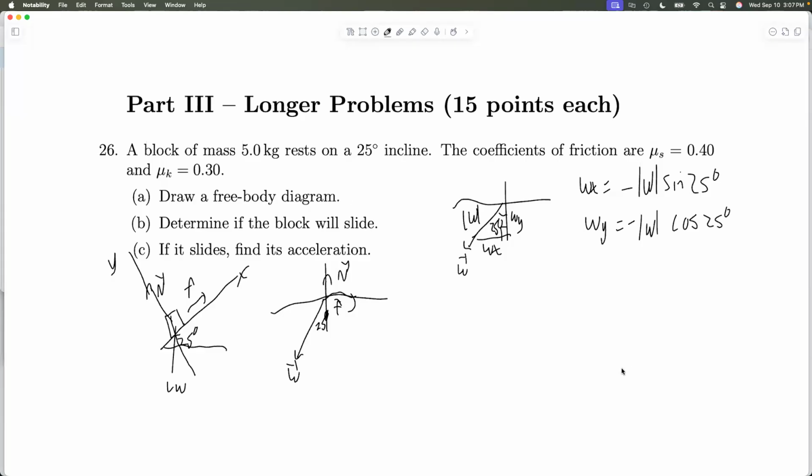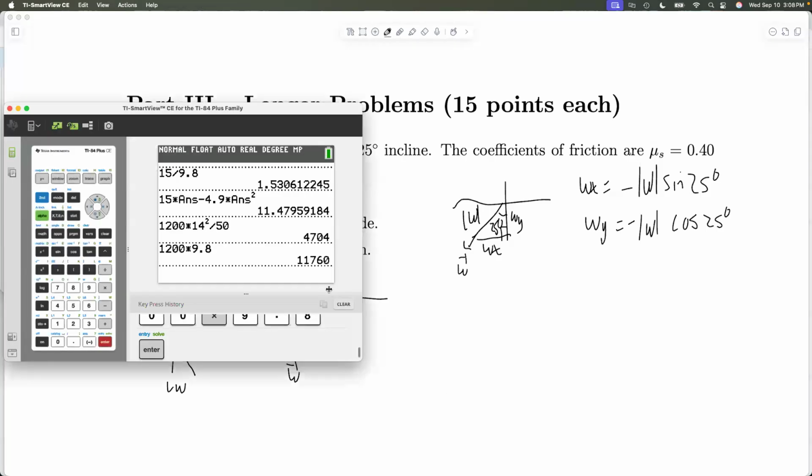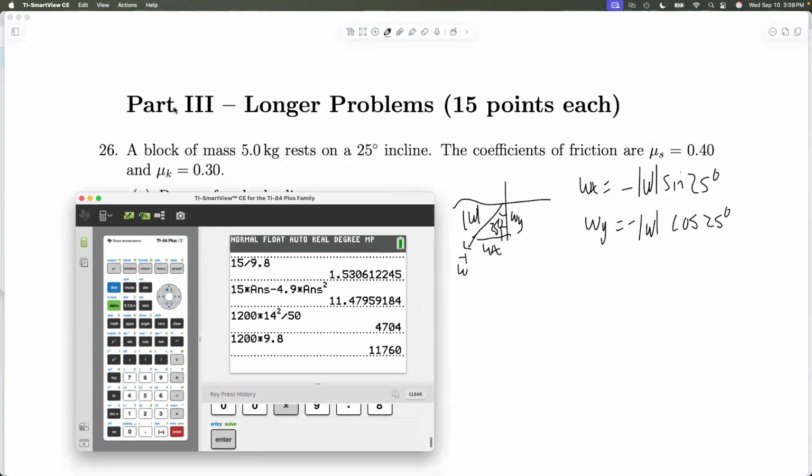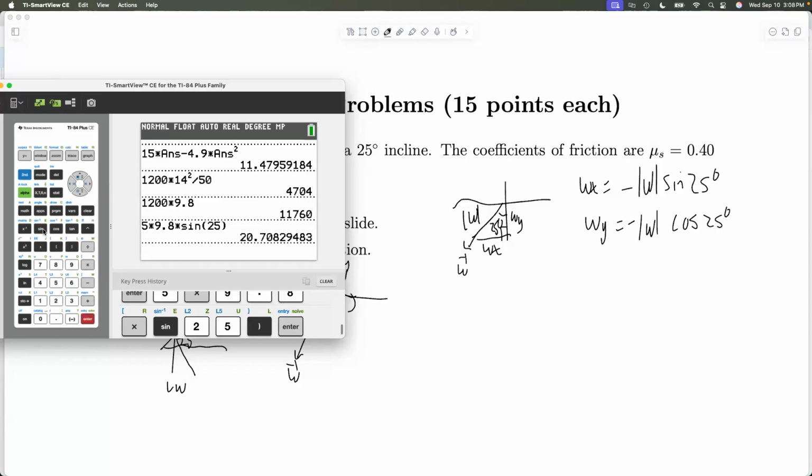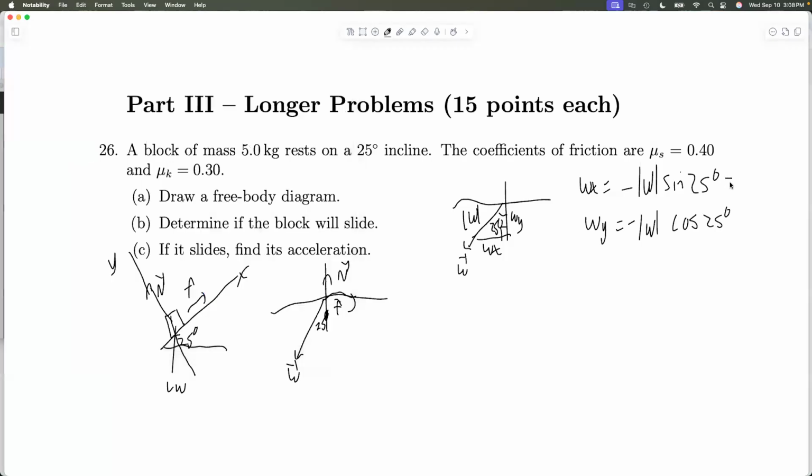And we can go ahead and figure out what those are. So M, we know G, sine, cosine 25. I literally just had it, 5 kilograms. So 5 times 9.8 times sine of 25. 20.71. Excuse me, and he's negative. That looked ugly.